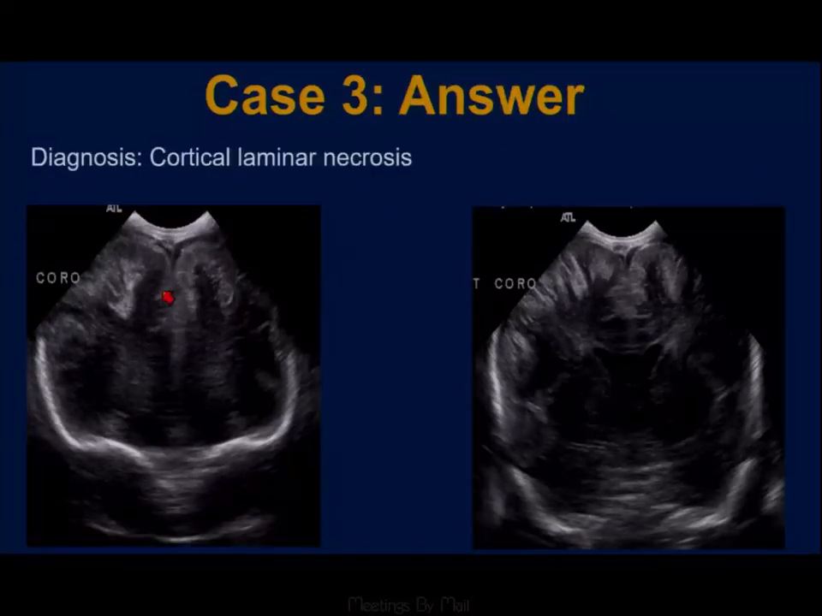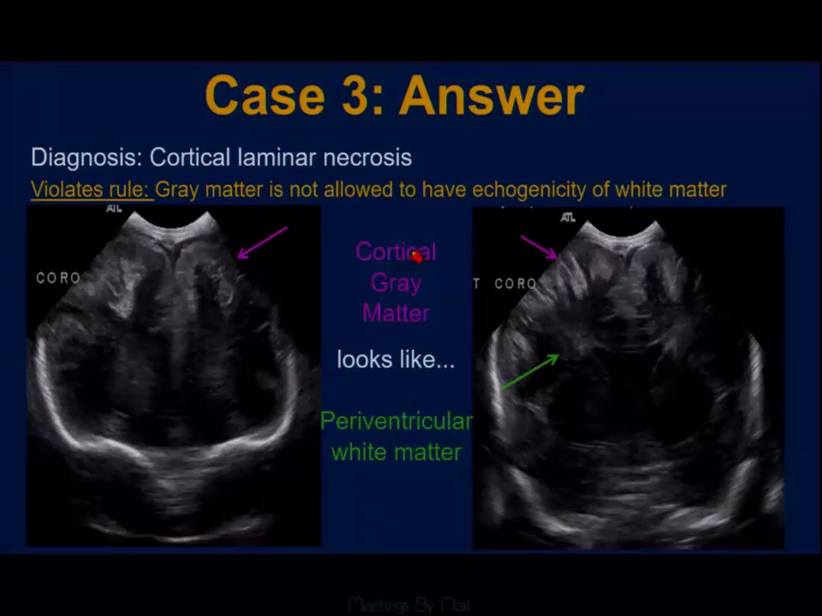So this is cortical laminar necrosis. So again, you just have this hyperechoic cortex that's there, and that really shouldn't be hyperechoic in that gray matter. It should be hypoechoic. So again, this cortical gray matter is kind of looking more like this periventricular white matter, and again, that's what should have tipped us off to the diagnosis.